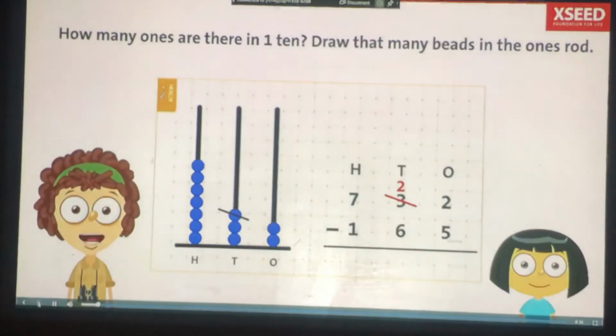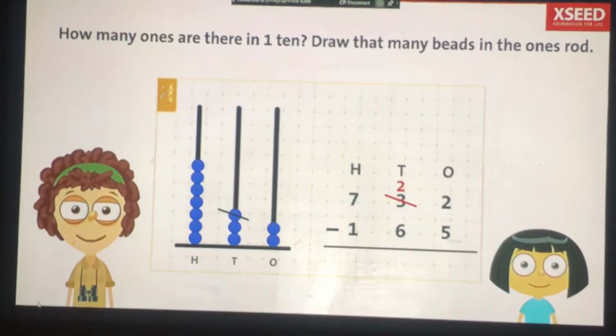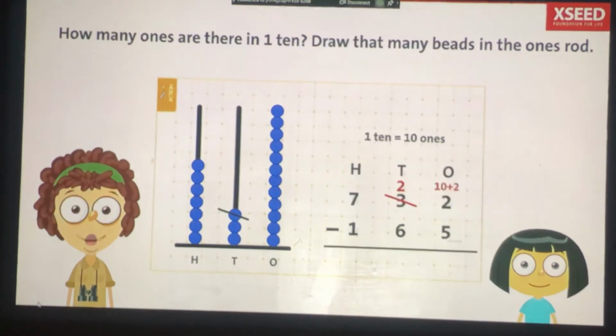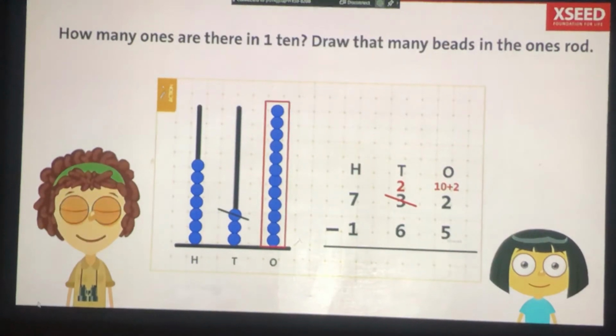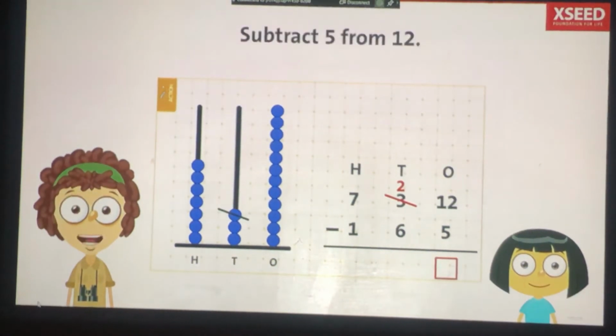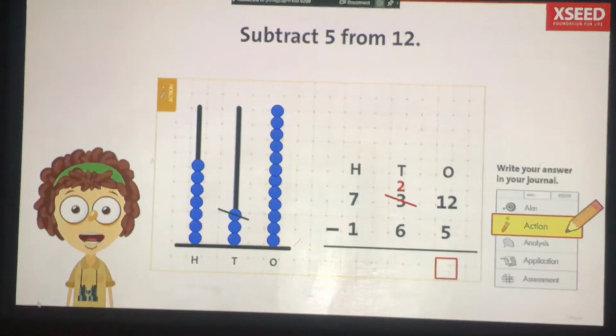Mia, how many beads did you draw to replace the 1 ten bead? There are 10 ones in 1 ten. I drew 10 beads on ones rod. That is correct, Mia. 10 ones make 1 ten. So, we will erase 1 bead from the tens rod. Then we will draw 10 beads in ones rod. Now, we have 12 beads or 12 ones on the ones place. Cross out beads to subtract 5 from 12. Write the answer in the column in the action part of your journal.